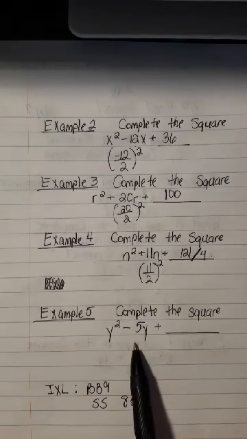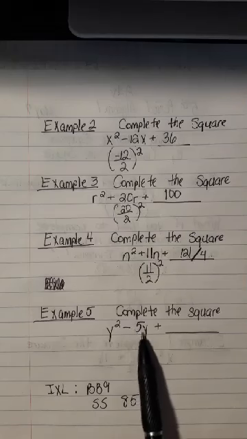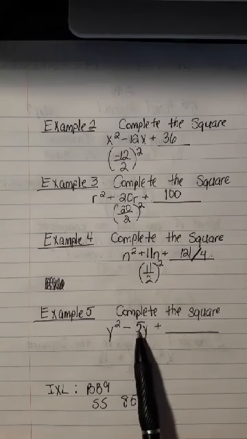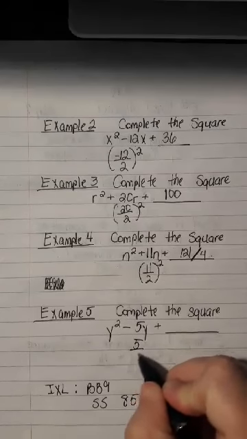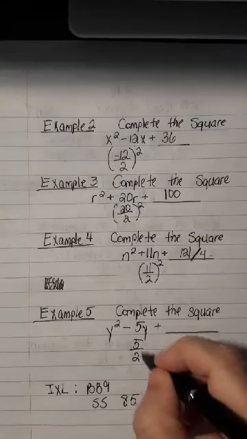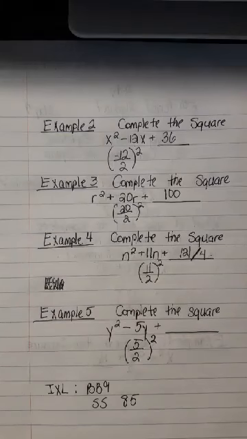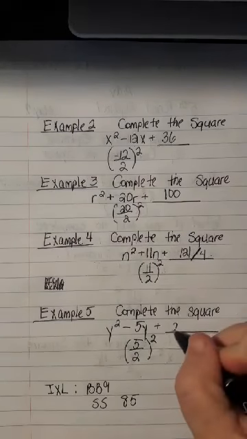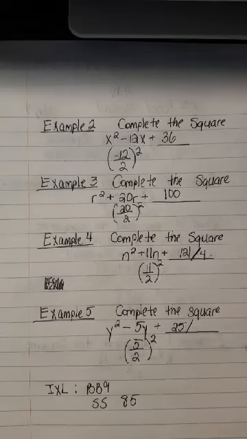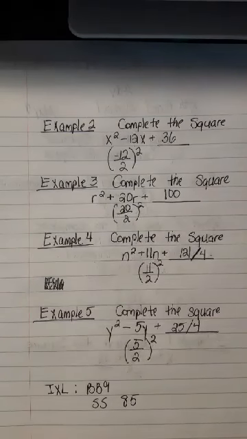And then on this last one, example 5, we have a 5 next to y in the middle. So again, that's an odd number. When you half it, you just get 5 over 2. So you leave 5 over 2, and then you square that. And when you square 5 over 2, you get 5 times 5 on top, which is 25, over 2 times 2 on bottom, which is 4.